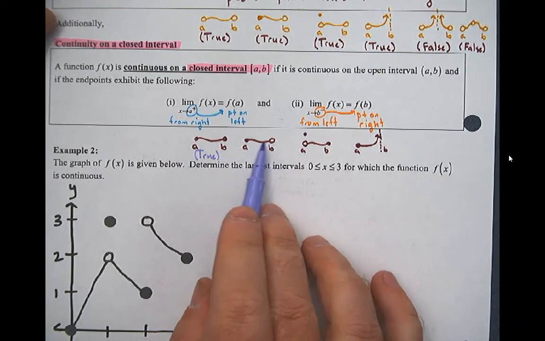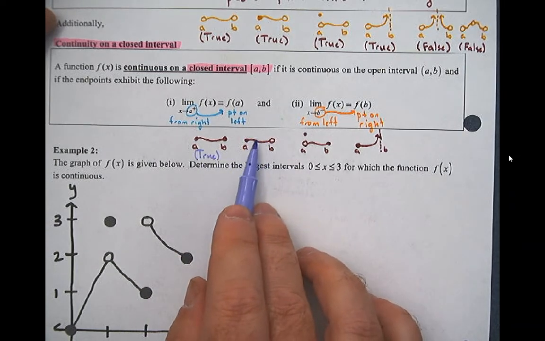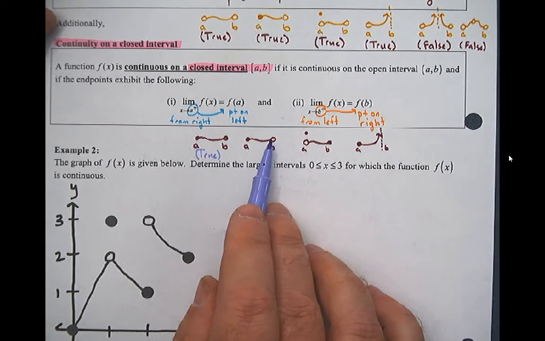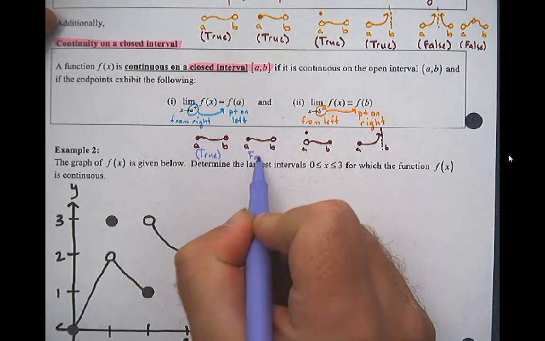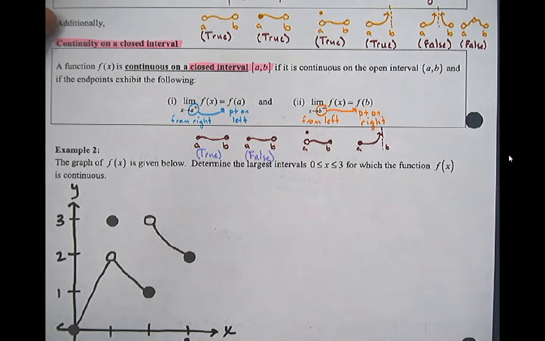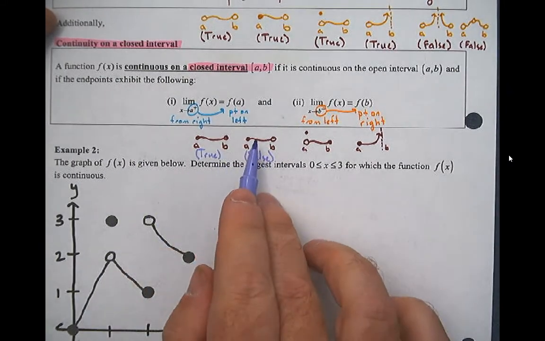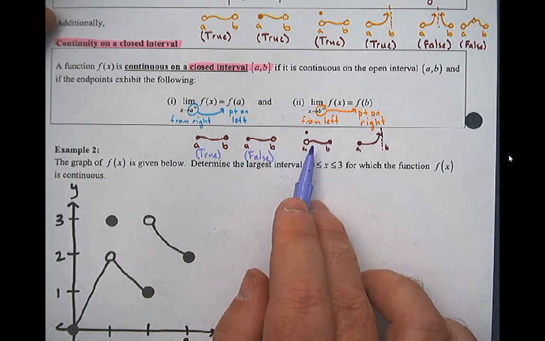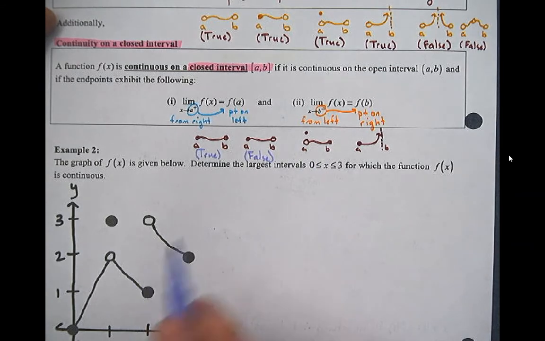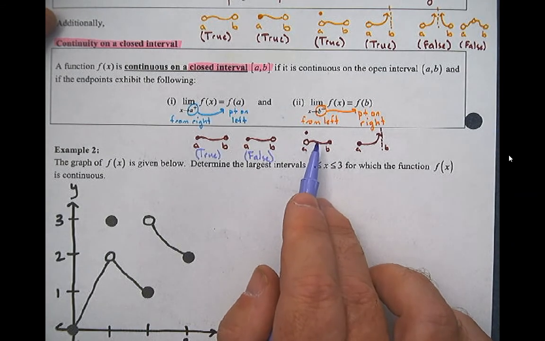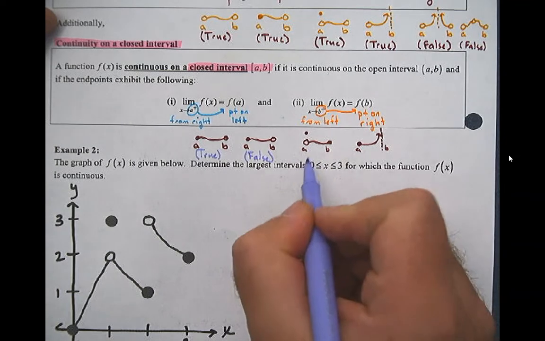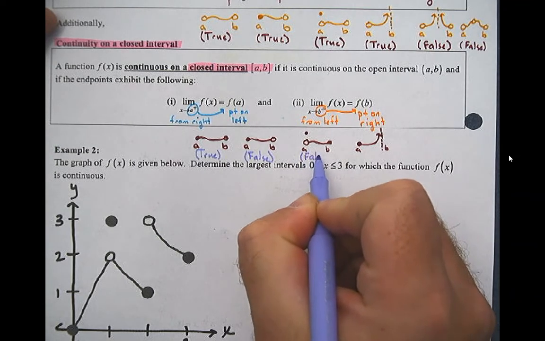All right, first of all, is everything continuous in the middle? Yes. Limit from the right equals the point on the left? Yes. Limit from the left equals the point? No. So this would be false. This is not continuous on the closed interval. Is it continuous on the open interval? Yes, because we only care about what's happening in the middle. Is this continuous on the open interval? Yes. Is this continuous on the closed interval? No, because as I come to the A from the right, my point on the left is not at the same height. So that's false.